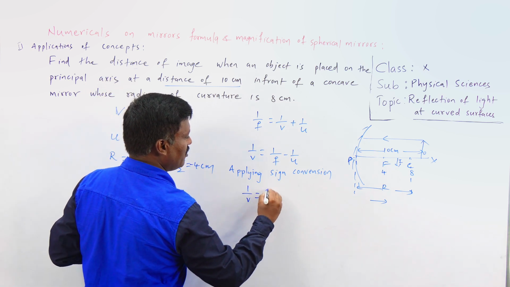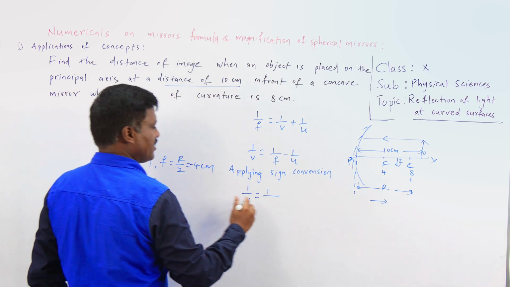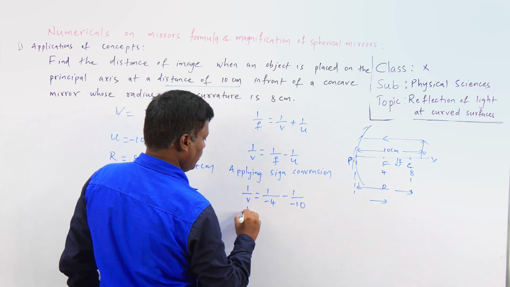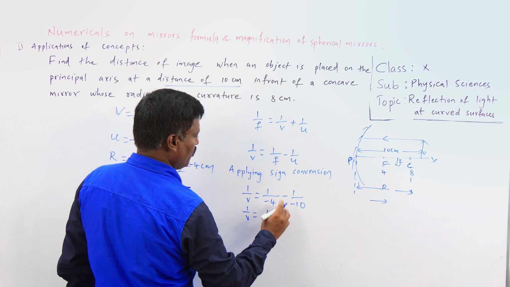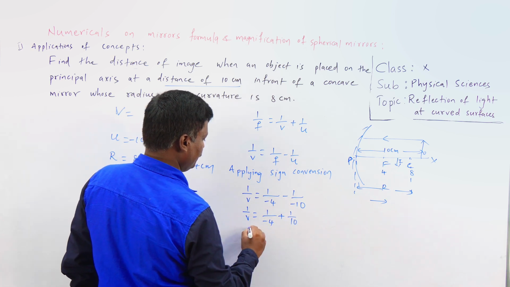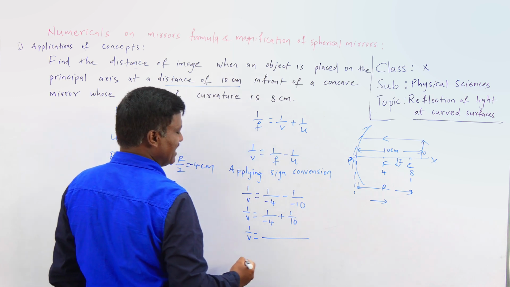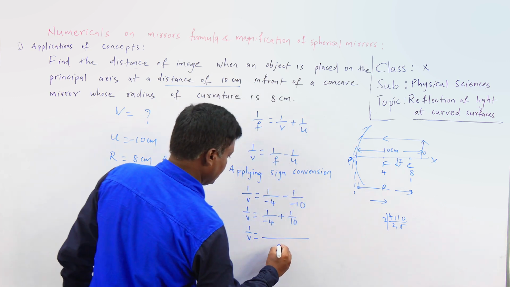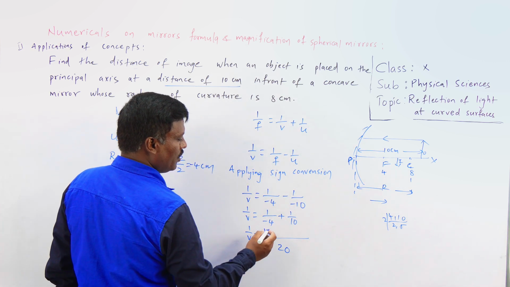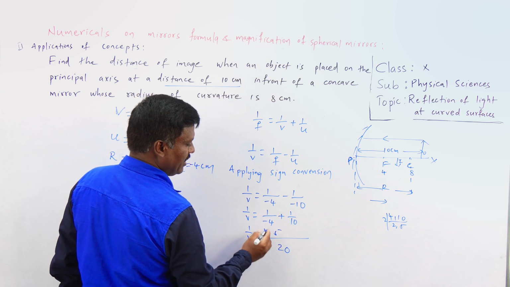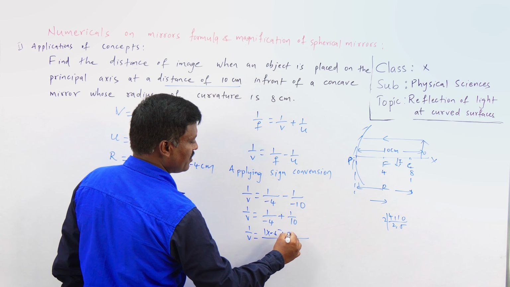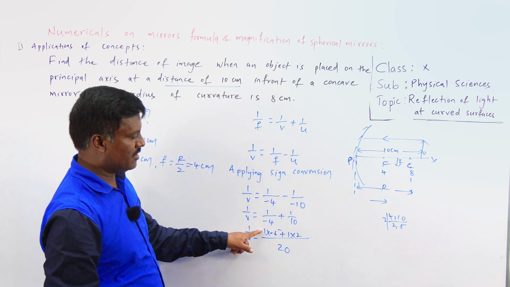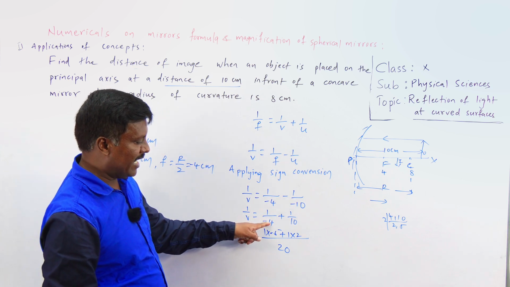So 1 by V is equal to 1 by F value, minus 4, minus 1 by U value, minus 10. 1 by V is equal to 1 by minus 4, minus of minus, plus 1 by 10. 1 by V is equal to, 4 and 10, LCM. 2 2s, 2 5s. 2 2s are 4, 4 5s are 20. 1 into, this is 4, this is 20. 4 5s are 20. Minus divided by plus is minus, plus 1 into, this is 10, this is 20. 10 2s are 20. First we have to write the numerator. And what is the denominator? 4.